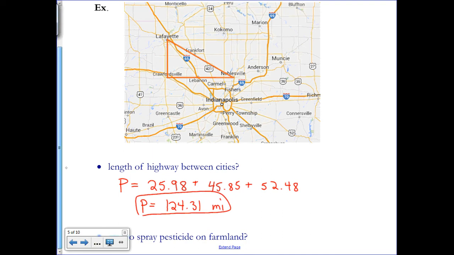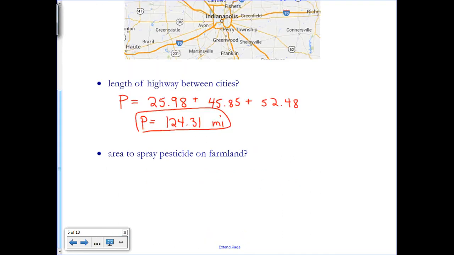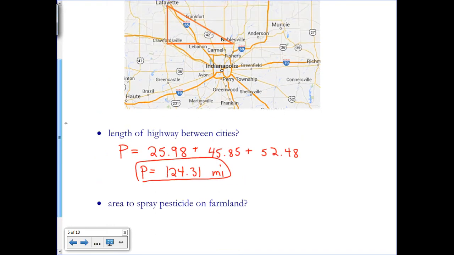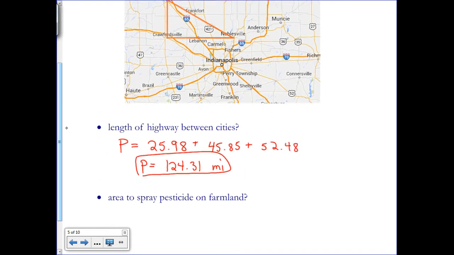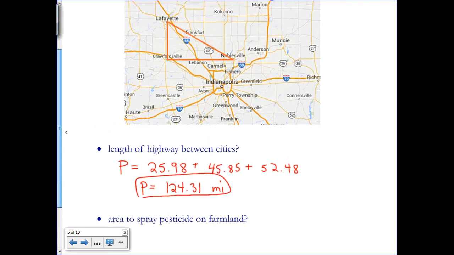Okay? Or an area question. Let's say we were spraying pesticide on a bunch of cornfields that are between these three cities. If we're going to spray pesticide, or bug killer, we're going to spray it on all these farms. What is the area that we need to spray? So we have to be prepared and make sure we come with enough material.